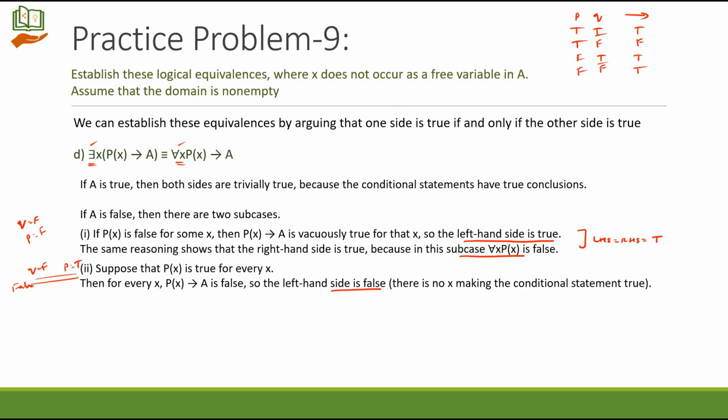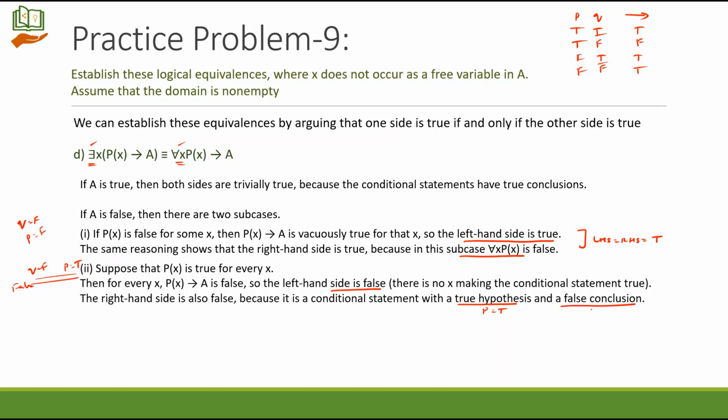So LHS is false. The right hand side is also false because it is a conditional statement with a true hypothesis, P is equal to true, and a false conclusion, Q is equal to F. Here we can say LHS is equal to RHS and both are equivalent to false. Thus in all the cases, the two propositions have the same truth value. So we can conclude that they are logically equivalent.